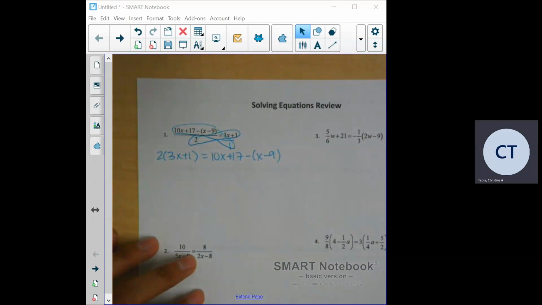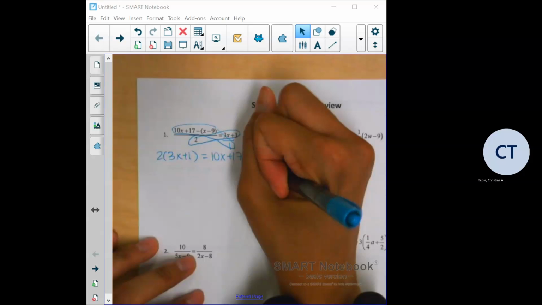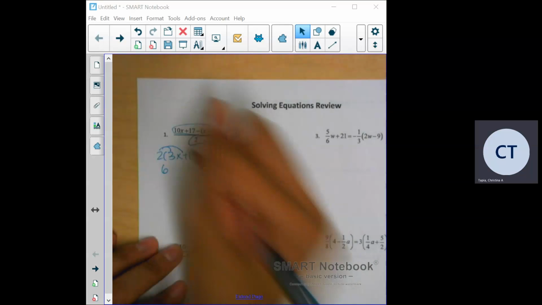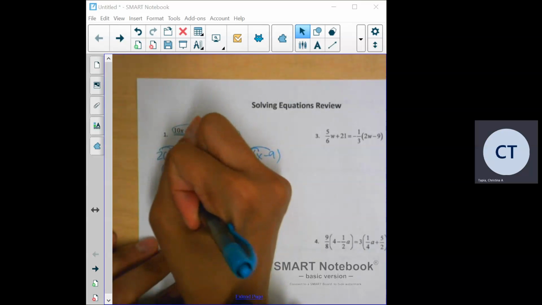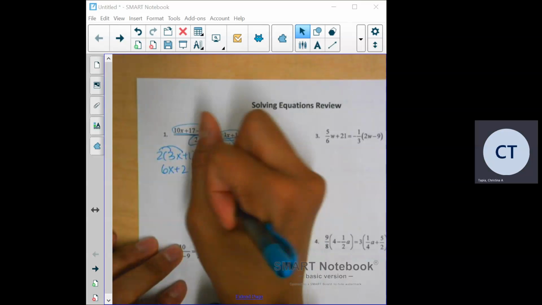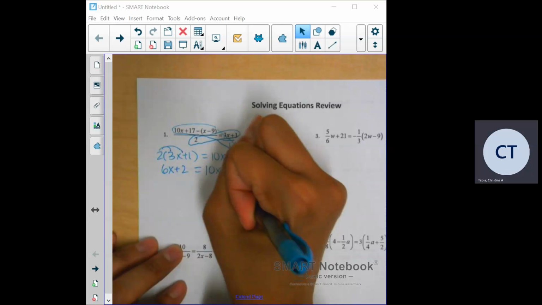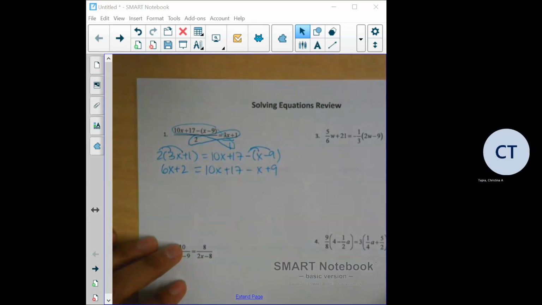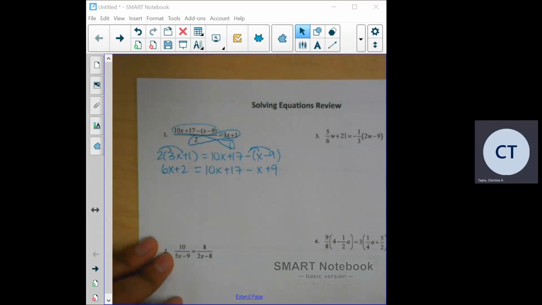You've seen how to do this before, back in middle school. So let's distribute. We're going to make this and distribute this. 6x plus 2, and that's going to equal 10x plus 17 minus x plus 9. I have a bad habit of going fast through notes. If you're like, wait, Ms. Tapia, you're going too fast, just raise your hand. I'll slow down.